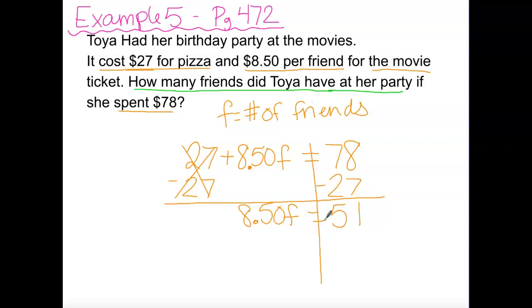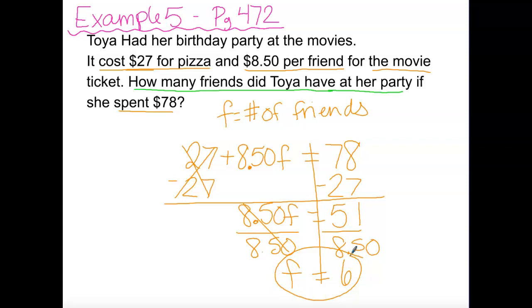I know that 8.50 and F are multiplied, so the opposite operation would be division. So I divide by 8.50, divide by 8.50, F equals, I can type this into my calculator, 51 divided by 8.50, and I get 6. So Toya can have 6 friends at her party.